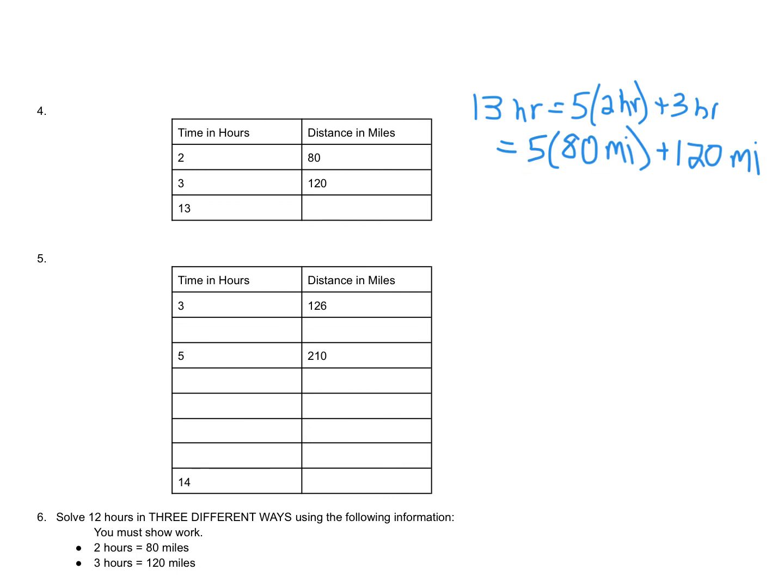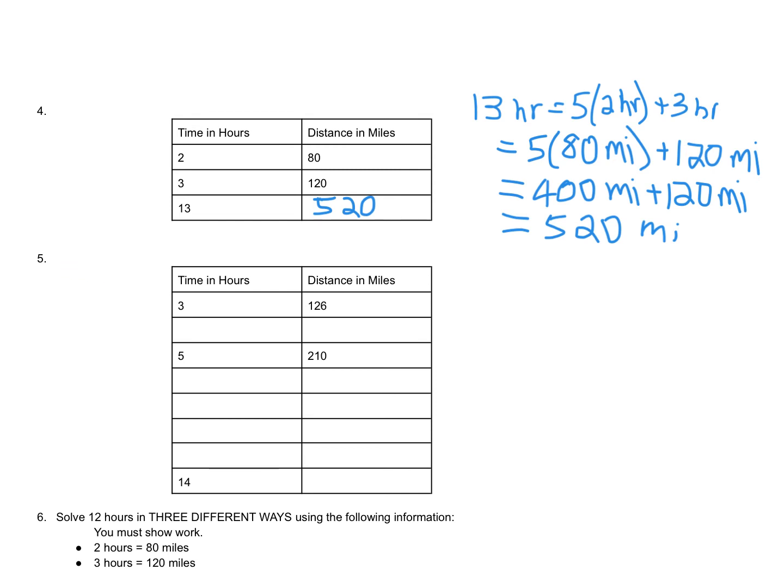Well, 5 times 80 miles is 400 miles. Plus 120 miles gives me 520 miles. So 13 hours is 520 miles. That's one way you could do it. Again, as long as you can get the answer, that's what matters.